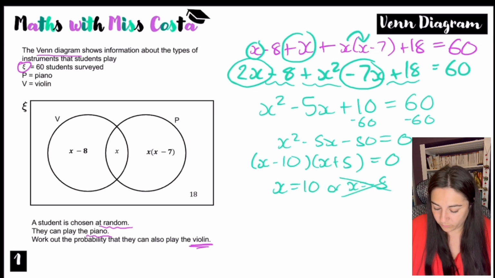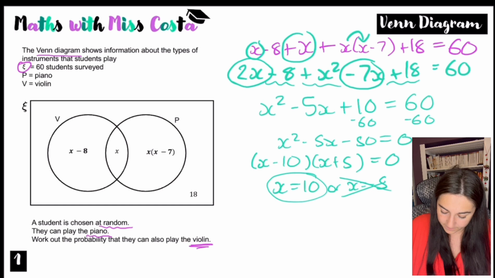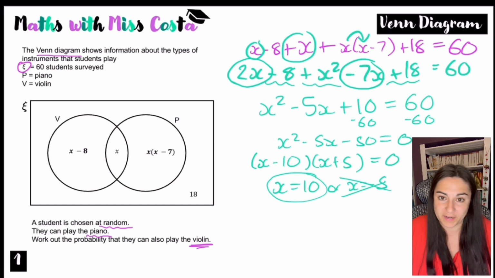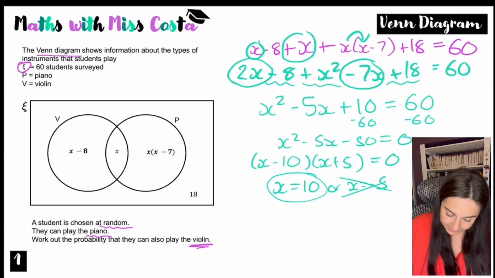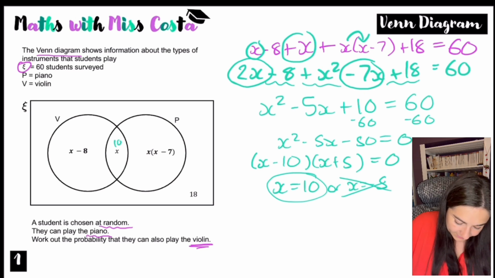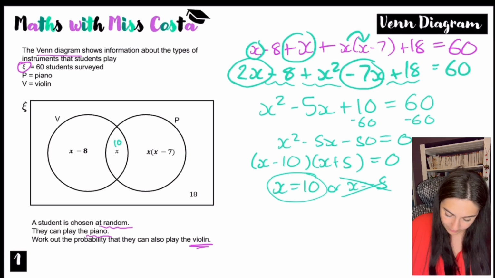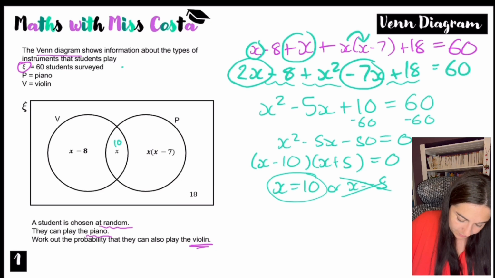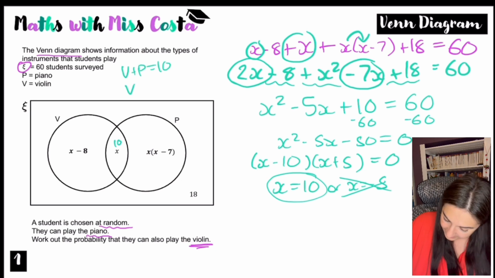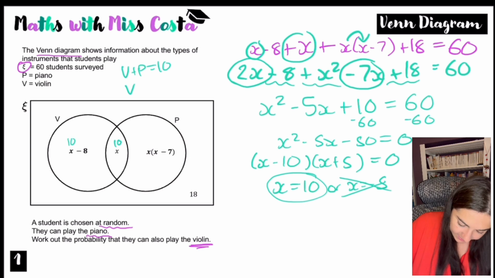Now we're talking about a real life context, so you're not going to use a negative value. You can't have negative 5 people that play the violin and the piano. So x is 10. So I can substitute that in to work out all of my probabilities. So I know people that play the violin and piano is 10. People that play the violin is 10 take 8, which is 2. So in this section here, we've got 2, and here it's 10.